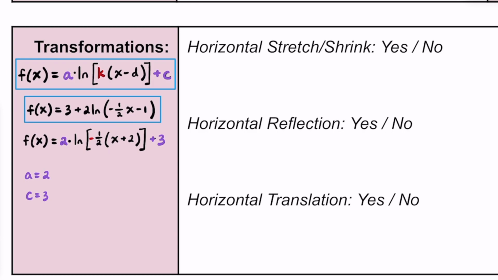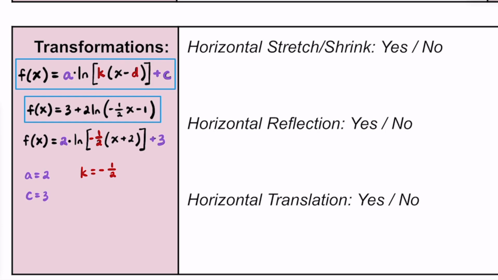Well, k in this case is going to be equal to negative 1/2, and that serves two purposes, right? The fact that it's equal to a negative value means that we're going to have a horizontal reflection across the y-axis, and then the fact that we have this value of 1/2 lets us know if we're going to have a horizontal stretch or compression, also known as a stretch or a shrink.